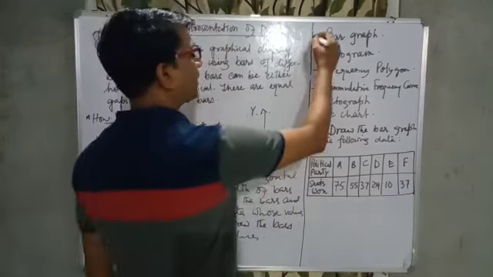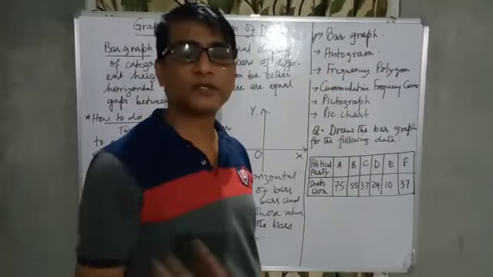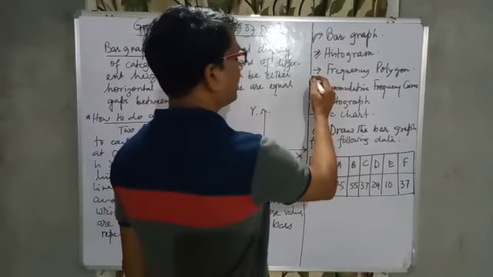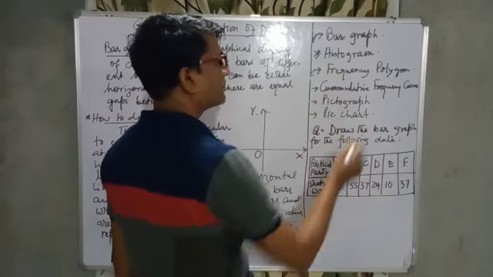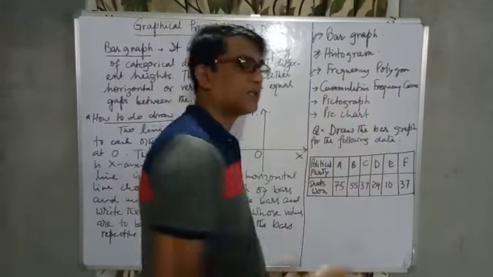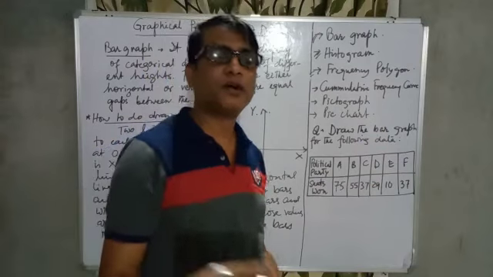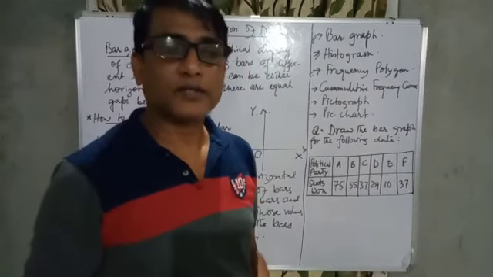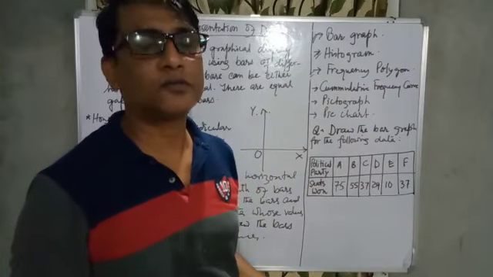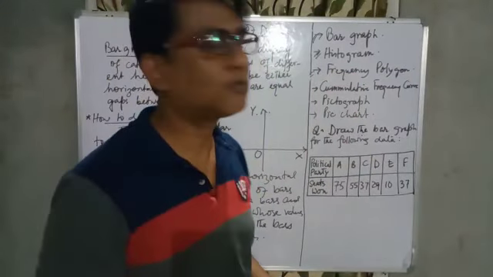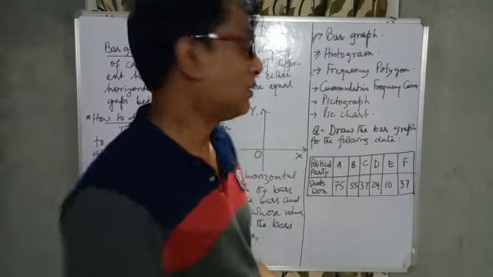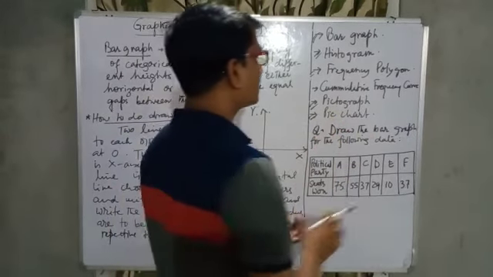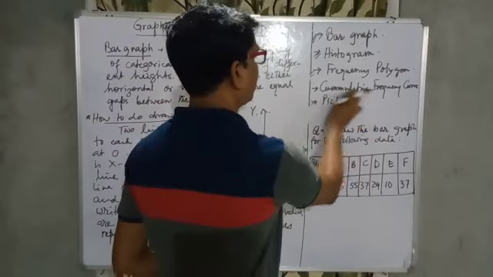We can represent the data with the help of a bar graph, a histogram, a frequency polygon, a cumulative frequency curve, a pictograph, a pie chart. There are more, like the line graph. But as we are in class 9, we need not discuss all the things. The pie chart and pictograph we already got, so we will not discuss them.